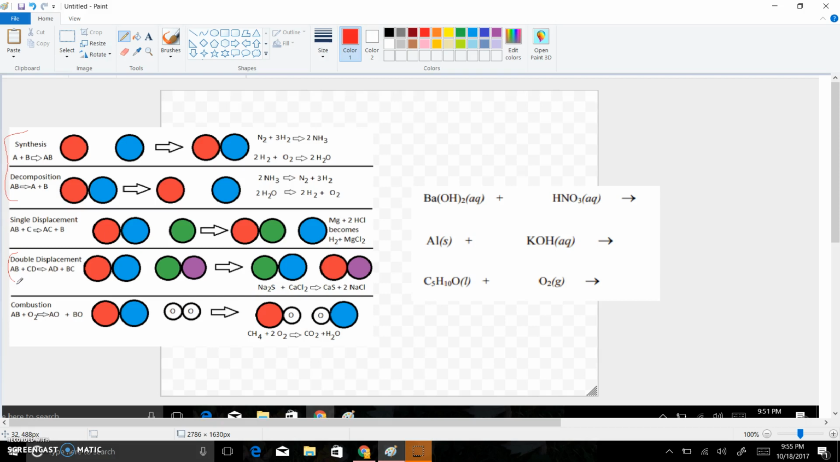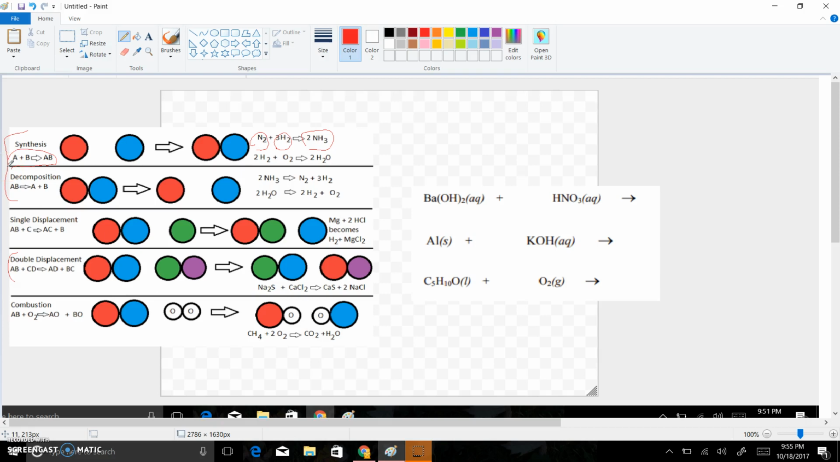Taking a look at them, let's break them down. Synthesis is the coming together part. You can see that you've got 2 single elements, 2 smaller things. It doesn't have to be elements, it doesn't have to be molecules, it has to be 2 smaller things that combine in some way to make one larger thing. So simple moving on to complex. Our generic equation for this would be A plus B equals AB.